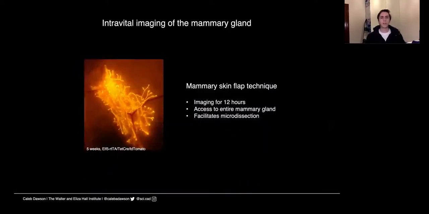But we really wanted to know what the dynamics of this interaction were. How do the ductal macrophages move, and how do they interact with the epithelium? And to do this, I developed an intravital imaging technique using a skin flap. So we expose the mammary gland, and we can image for up to 12 hours. We have access to an entire mammary gland, which is really important because most of it is embedded in fat tissue, which is really hard to image through. And so having access to the entire gland helps to isolate ducts which don't have much fat on top, and to get really nice resolution.